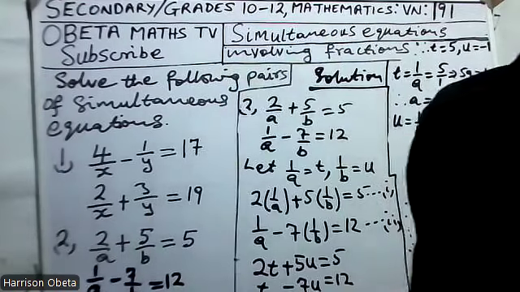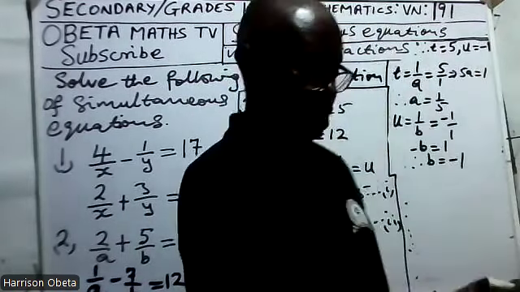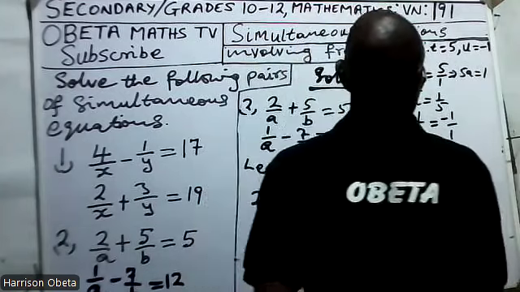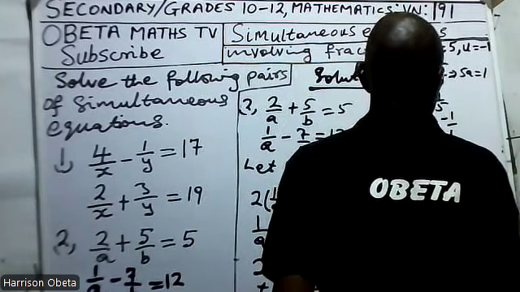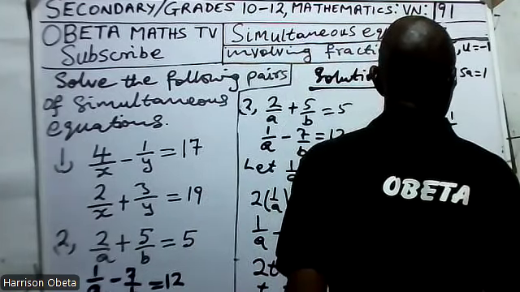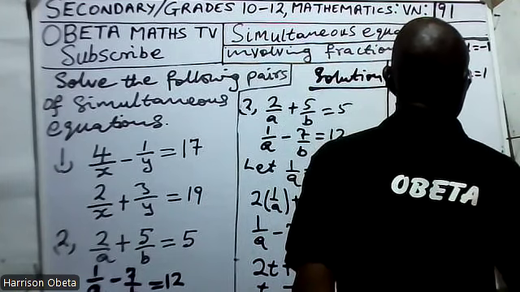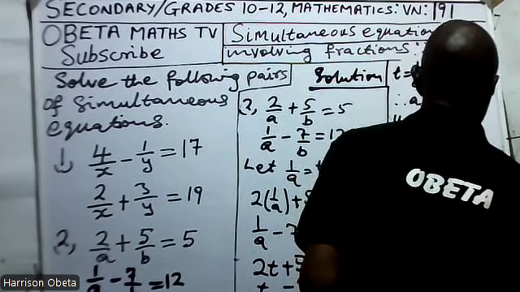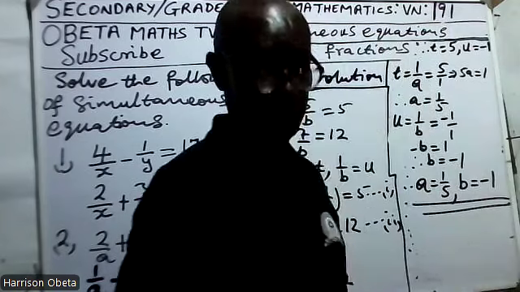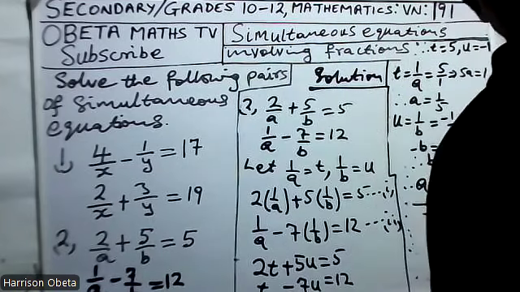So we continue, and that means we have, therefore, A is equal to 1 over 5, while B is equal to -1. These are the answers, and we have come to the end of that.